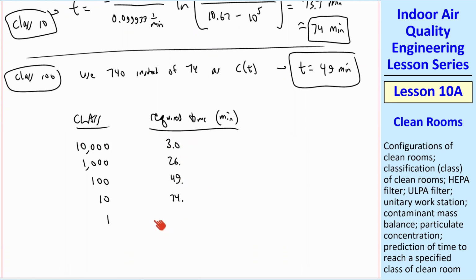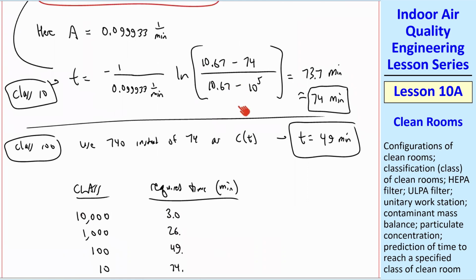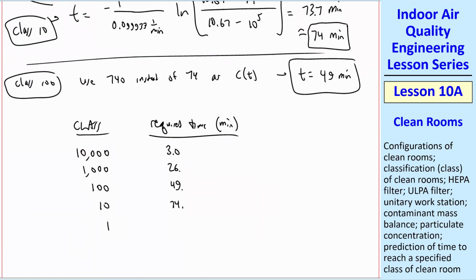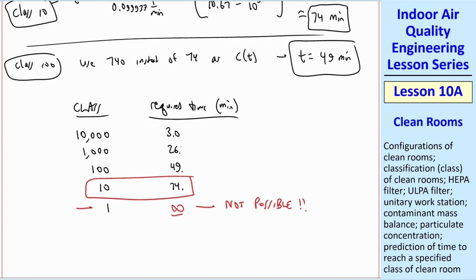What about class 1? Well, if you plug this in your calculator, you're going to get not a number or something like that. Your calculator is going to flash at you. In other words, this is infinity. And we've already said that this is not possible. You can never achieve a class 1, so that's why we call this a class 10. Time to achieve a better class, better meaning a smaller number, keeps increasing as you go to smaller numbers, smaller classes, which means better classes. And then you get to a point where you cannot achieve it. That's why we could not call this a class 1, but we can call it a class 10.